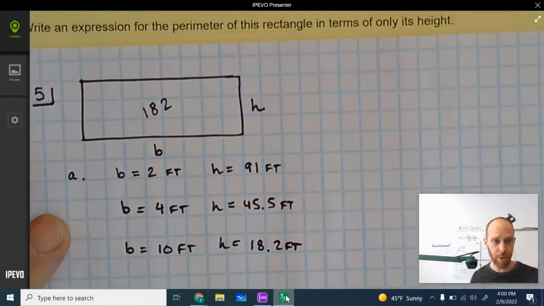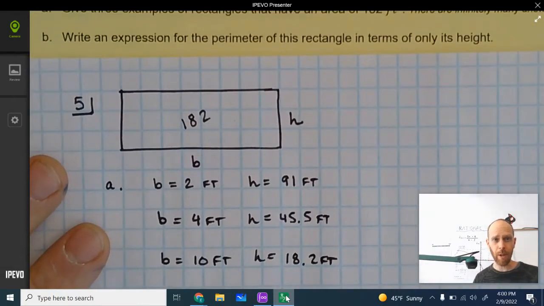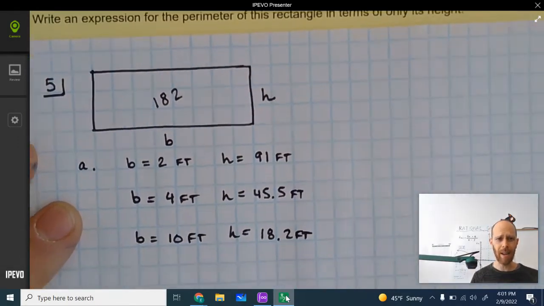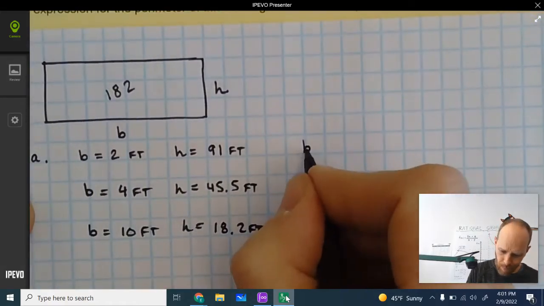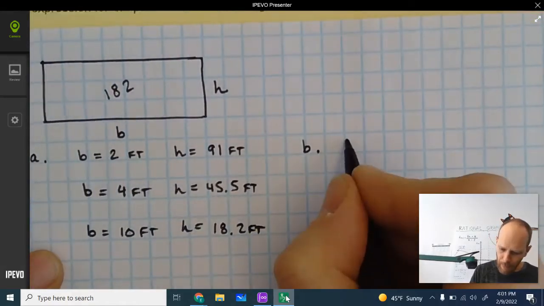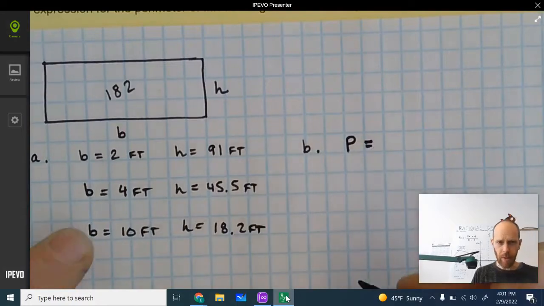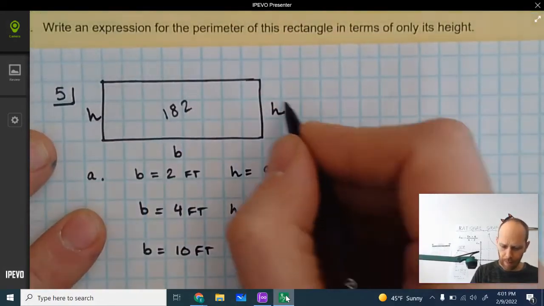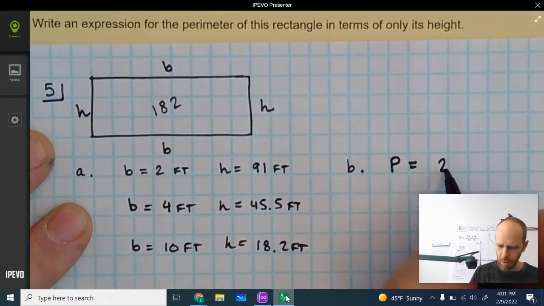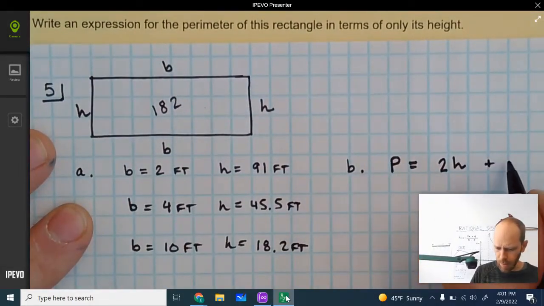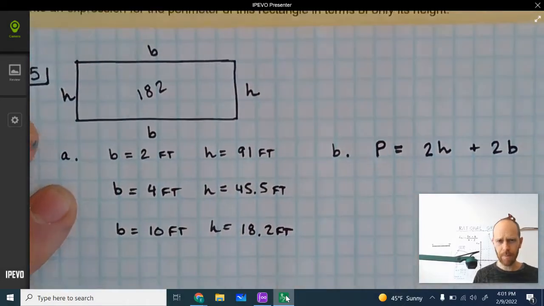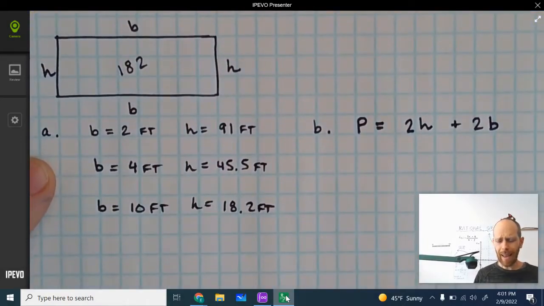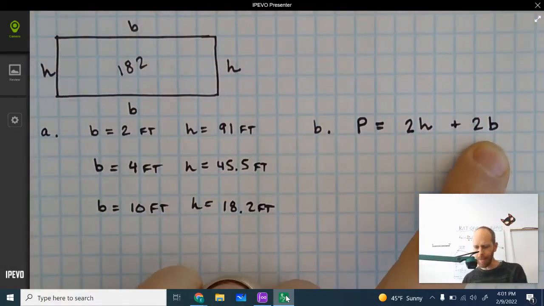So now here's where it gets interesting. B says, write an expression for the perimeter of this rectangle in terms only of its height. Well, the perimeter of my rectangle is equal to an H and an H and a B and a B. So it'd be equal to 2 H's plus 2 B's. And it says to write it in terms of only its height.